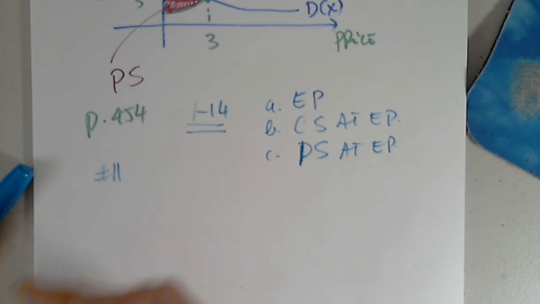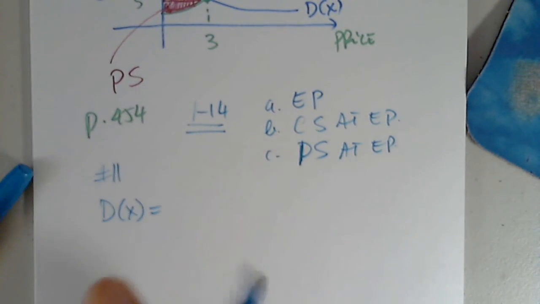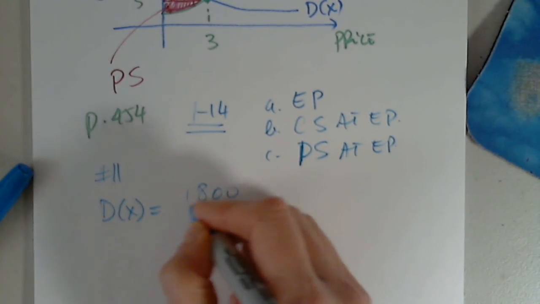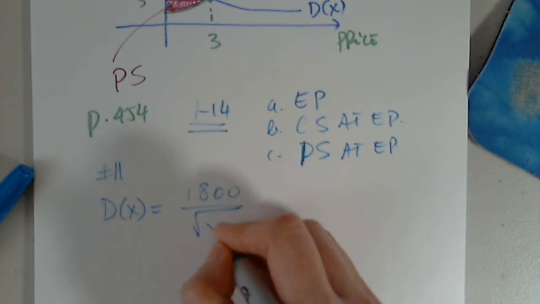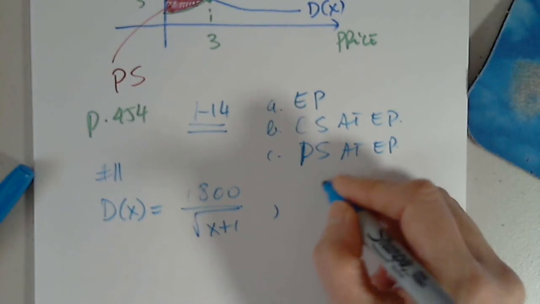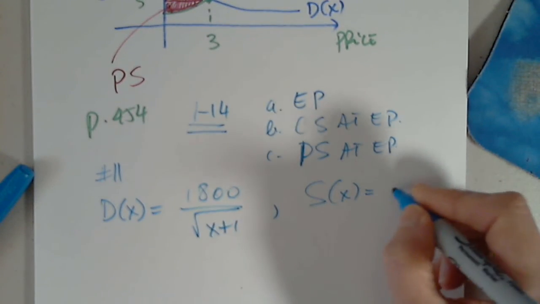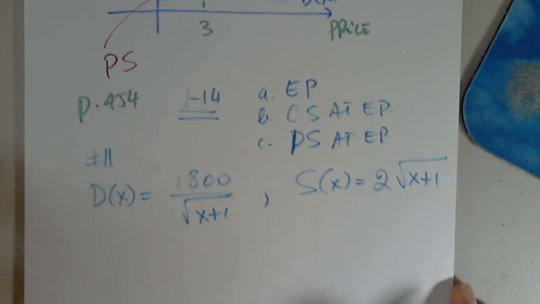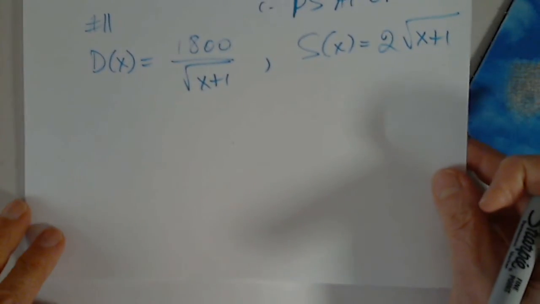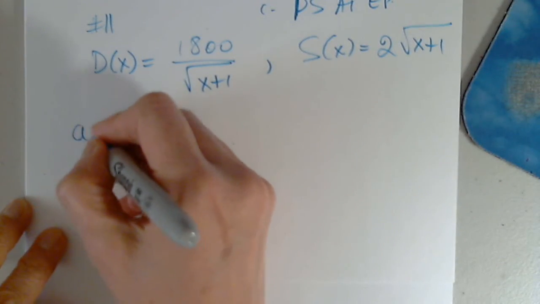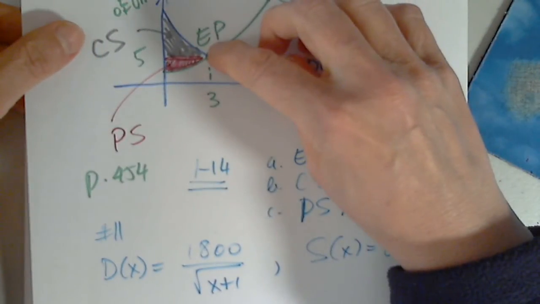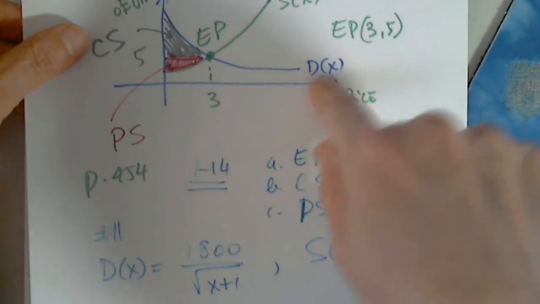I see it. Okay, so D of X, which is the demand, is 1800 divided by the square root of X plus 1, and the supply, S of X, is 2 times the square root of X plus 1. Okay, so in part A, we're asked to find the equilibrium point. Well, how do I find the equilibrium point? I set these two functions equal to each other.